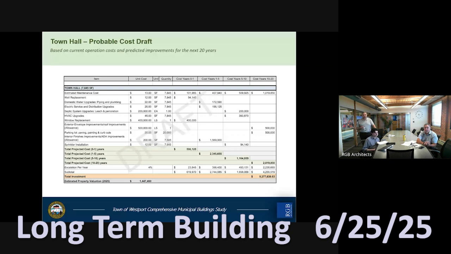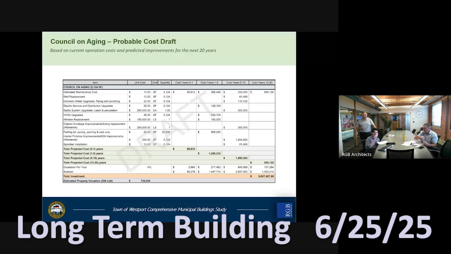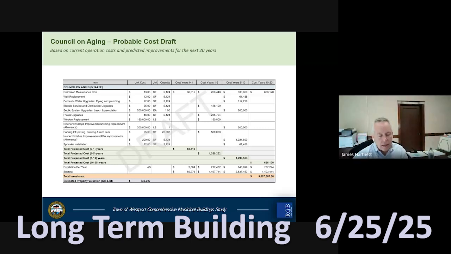Next slide. Next one is the council on aging. Just going back, taking one step back, I don't know if it makes any difference. I understand what you're trying to do with the cost, and it works, but the HVAC at the town hall is being replaced this year.